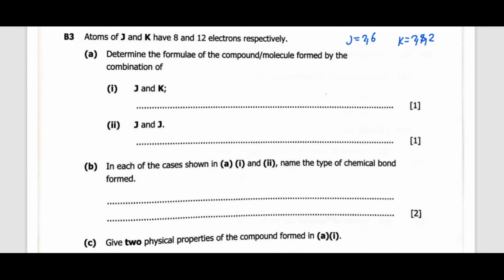So let's go to Roman number 1. A, determine the formulae of the compound or molecule formed by the combination of J and K. So K is a metal, since we can see we have 2 electrons in the outermost shell. Then J is a non-metal with 6 electrons in the outermost shell. Atoms with 6 electrons in the outermost shell have a valence of 2. Since these two numbers are equal, we can cancel. So the chemical formula is just KJ.